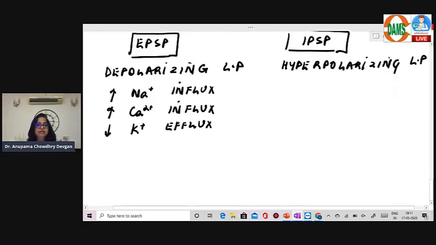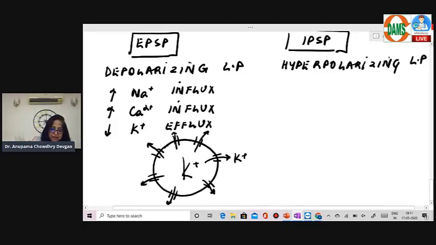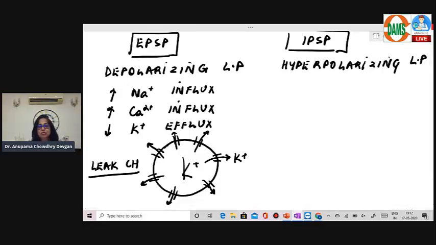Decrease in potassium efflux. What do I mean by that? We've already discussed leak channels, isn't it? You know that there are some leak channels for potassium which are open at rest. Through these channels, there is an efflux of potassium, an outward movement of potassium. And that is what is responsible for the resting membrane potential. Because of this, there is going to be loss of potassium, so potassium goes from inside to out.